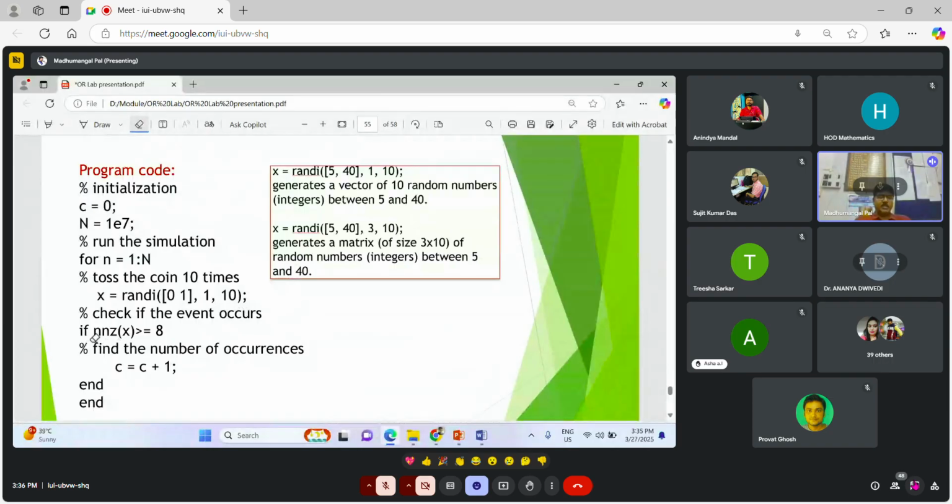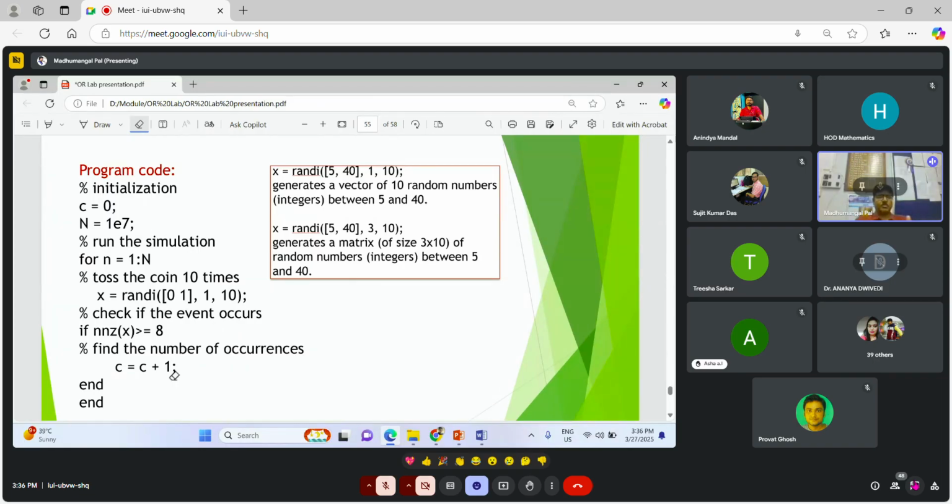So for that purpose, there is another function, nnz. This function counts the non-zero elements from the vector x or from the matrix x. If it is a matrix, then this function also works very well. So nnz counts the number of non-zero elements of x. So if it is greater than or equal to 8, then we increment c by 1. Okay, that means for a single trial, we are counting how many heads are there. How many heads are there means how many ones are there.